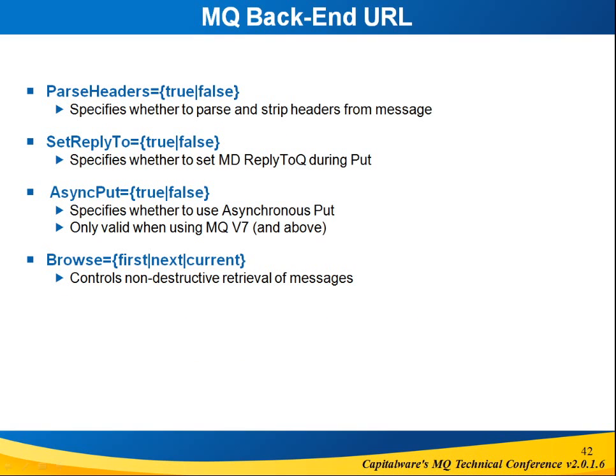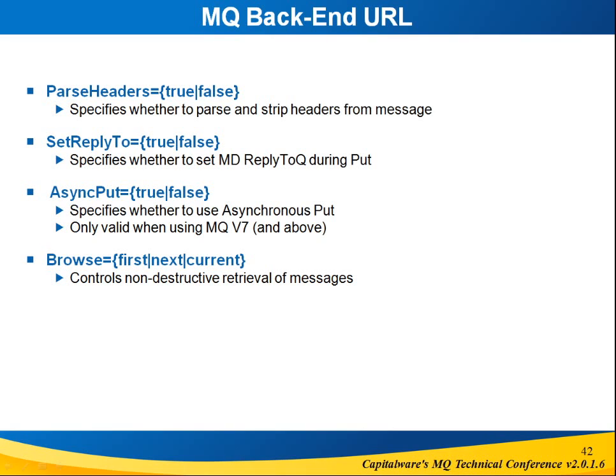Parse headers equals true or false says whether or not we're going to parse out the headers that are coming back from the reply queue and make those variables available to us. That's the exclude headers parameter I talked about earlier on the front side handler. It makes the headers available for you programmatically. Set reply to, true or false, says are we going to use the message descriptor reply to queue name during the put to the response queue to set the name of the reply queue that we're going to be retrieving from when the message comes back.